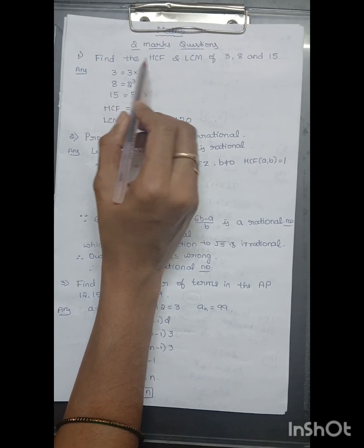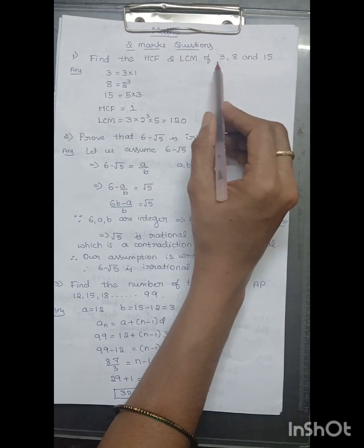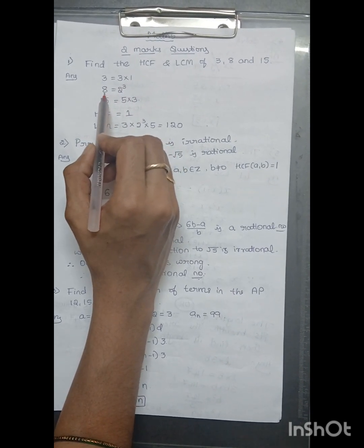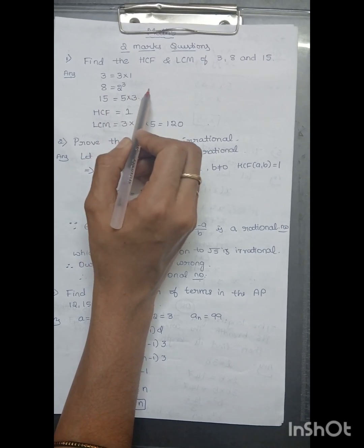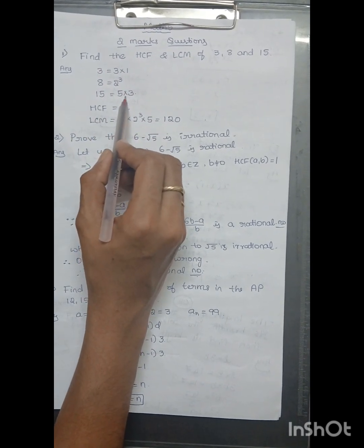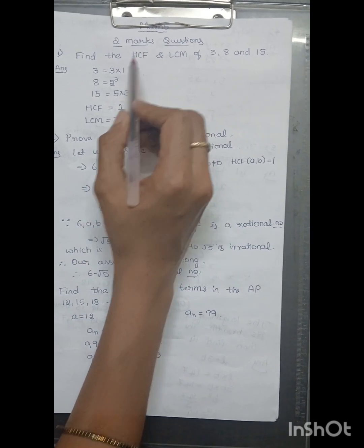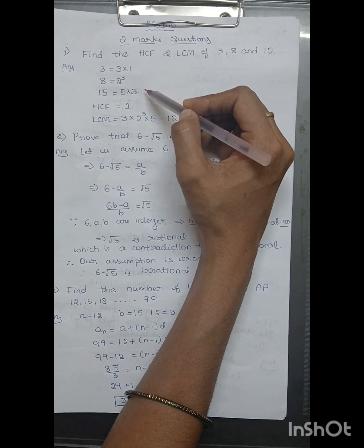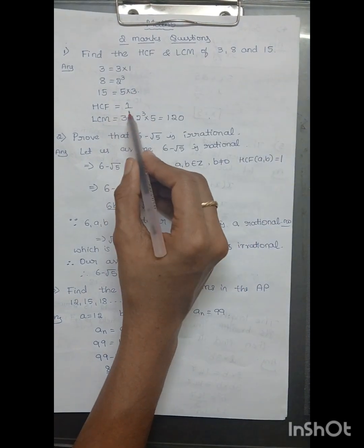First question, find the HCF and LCM of 3, 8 and 15. Answer: factorization of 3 is 3 into 1, factorization of 8 is 2 into 2 into 2, that is 2 cube, and factorization of 15 is 5 into 3. HCF means the common factor in all these three. There is nothing common in all three, so HCF is 1.